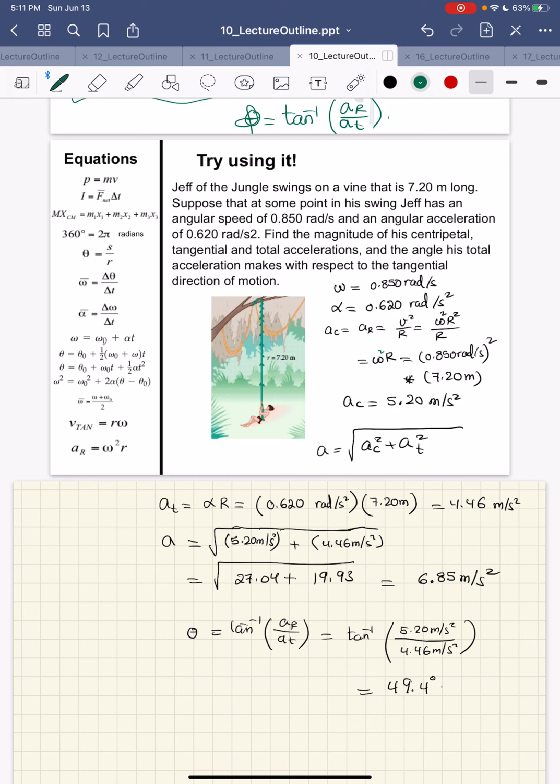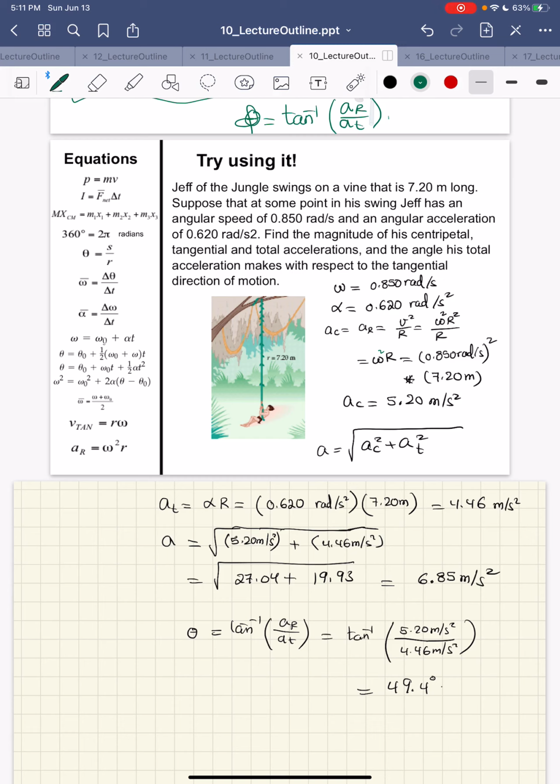And then this is going to be 0.850 radians per second squared times 7.20. And from that, we can get the acceleration as 5.2 meters per second squared, and this is the centripetal or the radial acceleration. I can calculate the magnitude as the square root of AC squared plus AT squared.